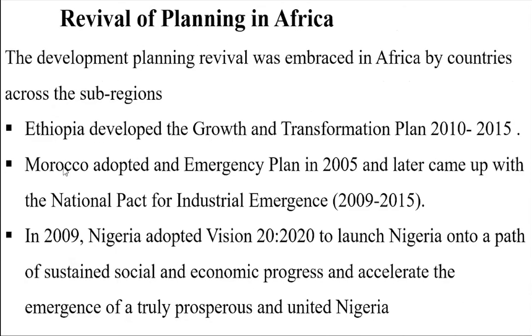So planning had therefore witnessed a revival over the last few years. Development planning was embraced in Africa by countries across the sub-regions. Ethiopia, for example, developed the Growth and Transformation Plan from 2010 to 2015. Morocco adopted an emergency plan in 2005 and later came up with the National Pact for Industrial Emergence between 2009 and 2015. In 2009, Nigeria adopted Vision 2020 to launch Nigeria onto a path of sustained social and economic progress and accelerate the emergence of a truly prosperous and united Nigeria.